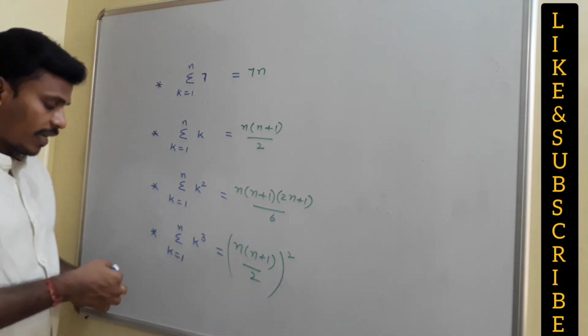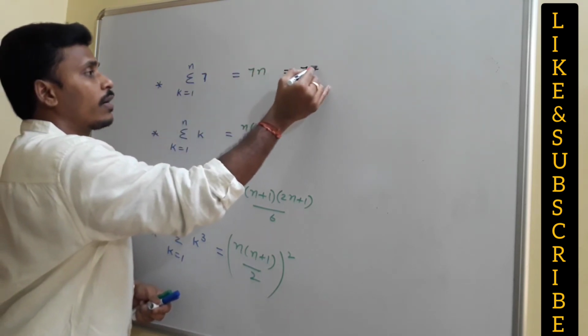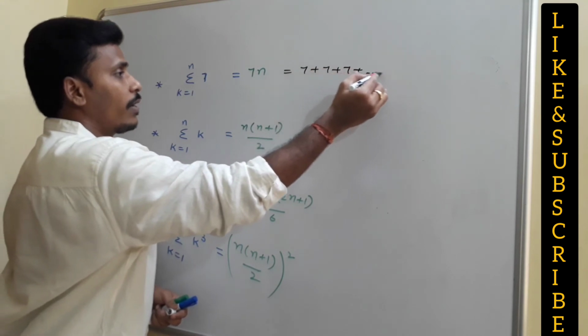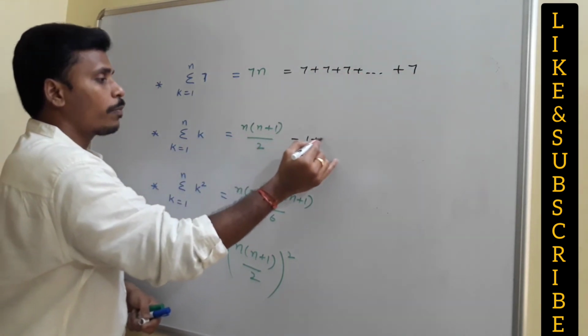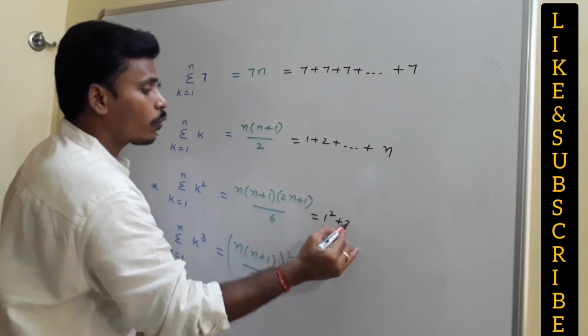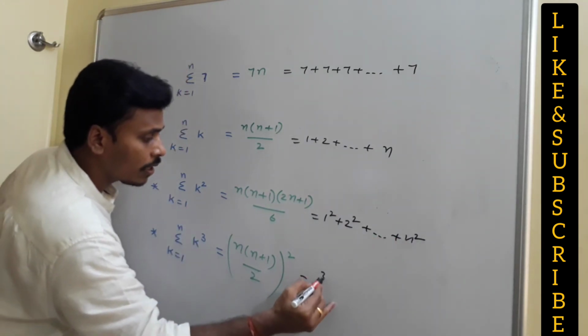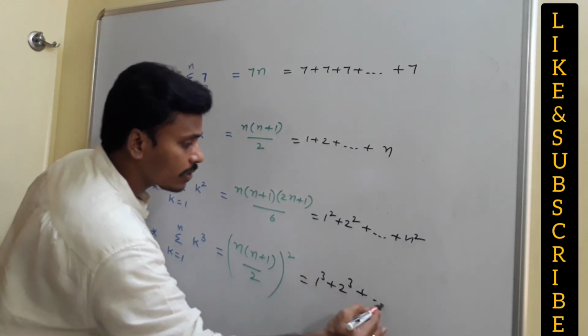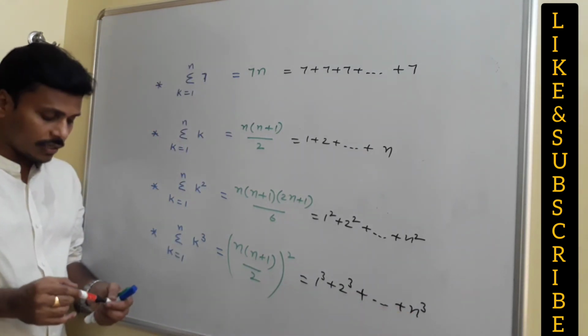Okay. See, once again I am rewriting for you. This sigma k running from 1 to n of 7 is nothing but 7 plus 7 plus 7 and so on plus 7 for n times. And this is nothing but 1 plus 2 plus and so on plus n. And here it is nothing but 1 square plus 2 square and so on plus n square. And this is nothing but 1 cube plus 2 cube and so on plus n cube. Is it clear? I think everything is clear there.